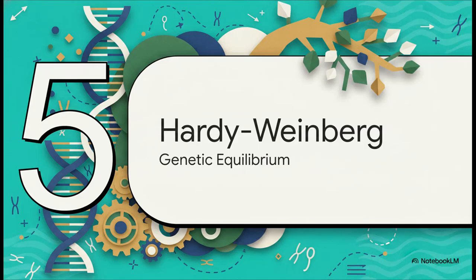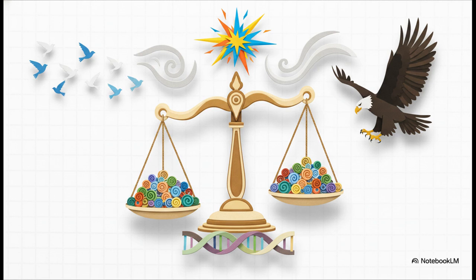Section 5. The Hardy Weinberg Principle. Up to this point, we've been looking at the grand visual evidence of evolution. But to really understand the mechanics, we've got to drill down into the mathematical laws governing genetic changes at the population level. Enter the Hardy Weinberg Principle.